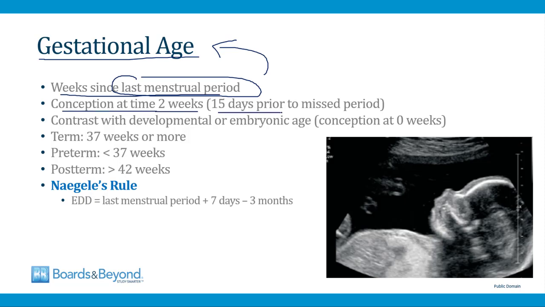Since pregnancies are described in terms of gestational age, conception actually occurs at 2 weeks, or about 15 days, prior to a woman's first missed menstrual period due to pregnancy. So just to make this very clear, a woman has a menstrual period, and then about 2 weeks go by until she ovulates. That's the time when pregnancy can occur, and then another 2 weeks or about 15 days go by, and that's when she has her first missed menstrual period.